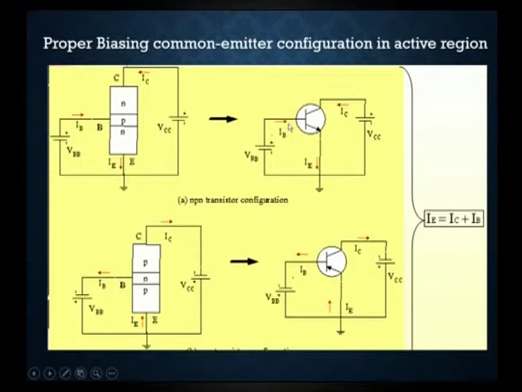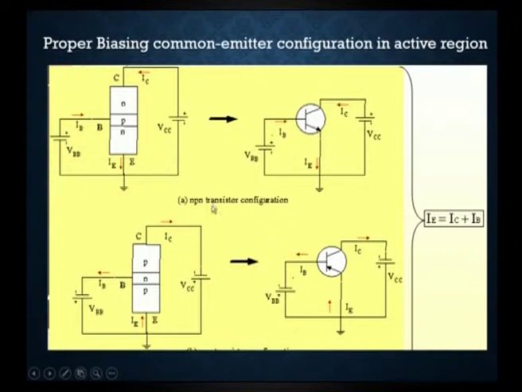In the active region, the common emitter will perfectly behave as an amplifier, and in most applications where we use power, voltage or current amplification, the transistor configuration used is common emitter. The current convention with the transistor symbol is represented like this. With the transistor symbol, the emitter is grounded, and the current flows from base to emitter and from collector to emitter. This is the NPN transistor, so the emitter current points outward.